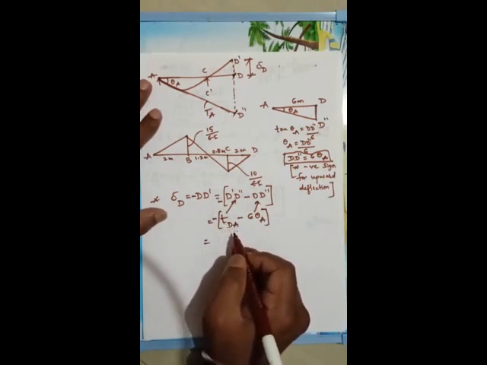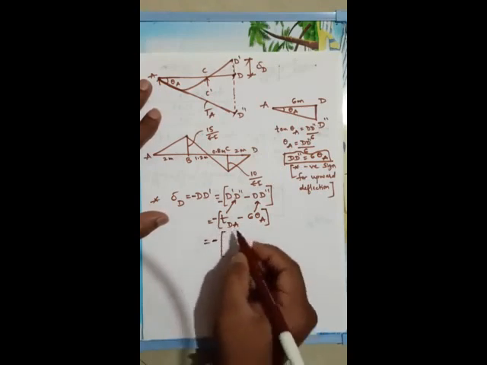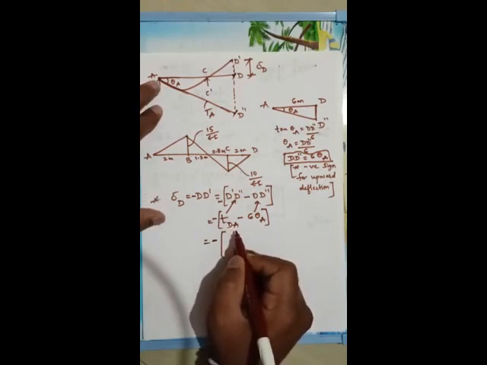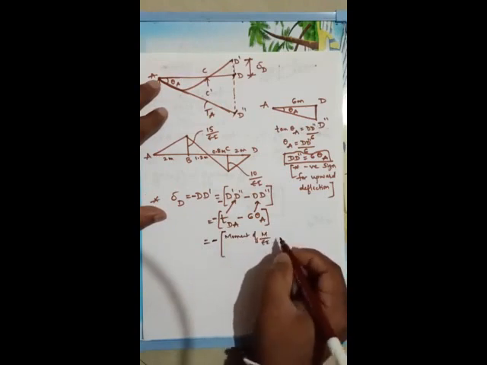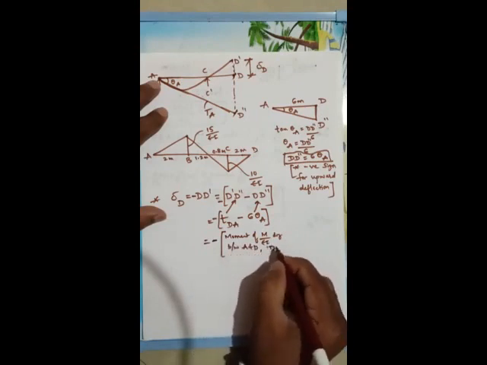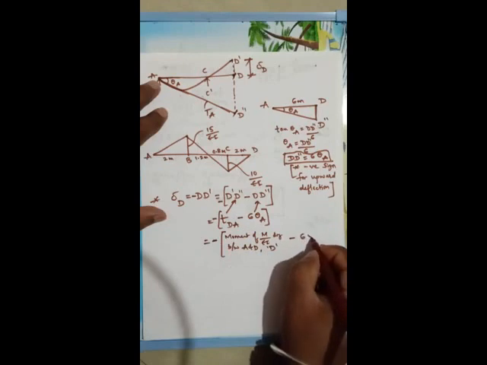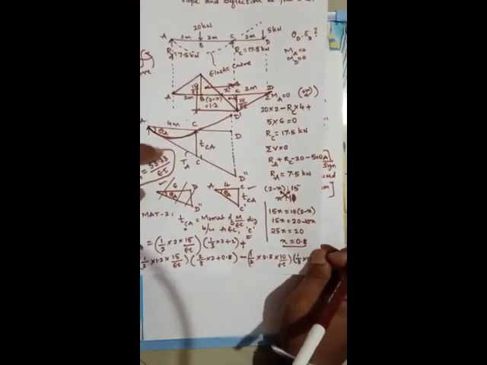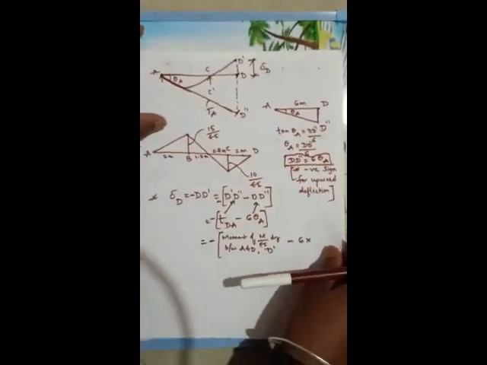What is that? According to moment area theorem 2, this minus sign. TDA, what is that? Tangential deviation of point D with respect to tangent drawn at A is given by the moment of the M by EI diagram between A and D, and moment is taken about the point where the deflection is required, correct? This is TDA minus 6 times theta A. Theta A we have already calculated. What was theta A? How much did you get? So theta A, you got it as 13.33 by EI.